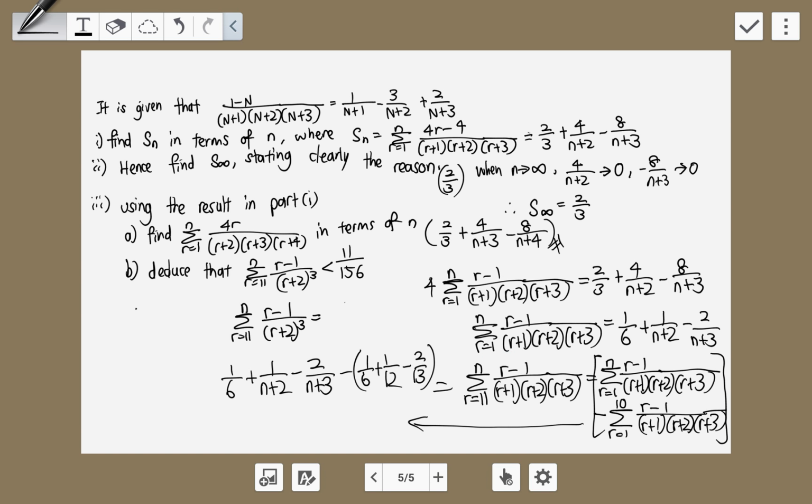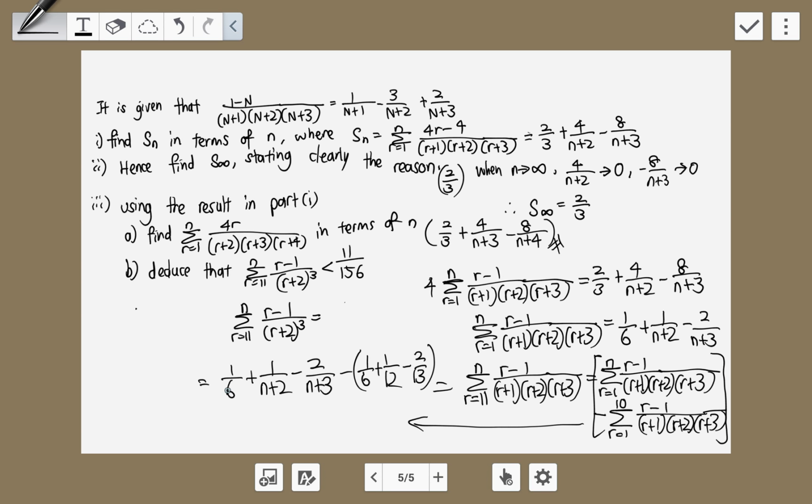The reason I'm doing this is because I want to make this as close to this term as possible so that I could make a comparison between these two. Okay, later you see how I make that comparison.